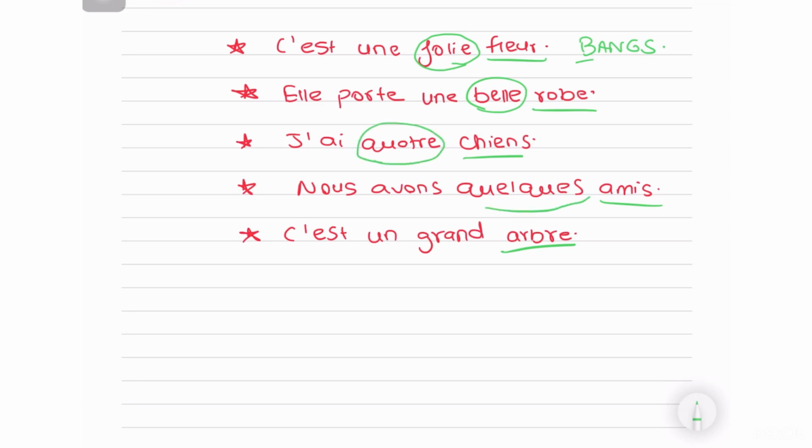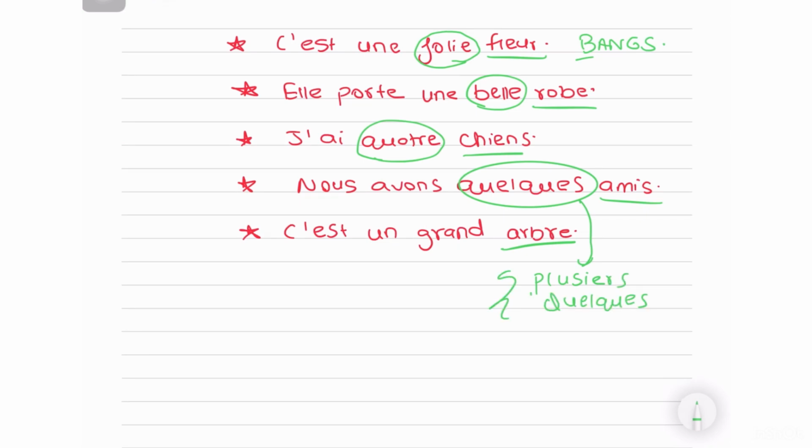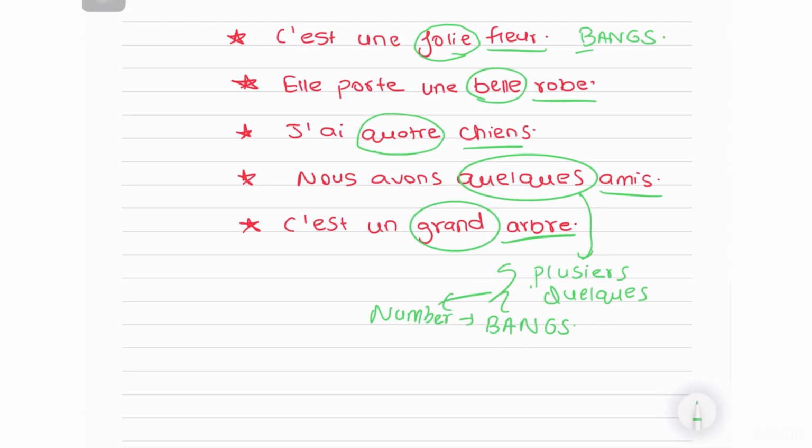Then quelque, again, quelque is talking about some. This is also related to number. So words like plusieurs, that is some, or again quelque, which is some, both are talking about your number. So these are also adjectives that are part of BANGS and therefore come before whatever you're describing. Finally, you have grand, again size, that is BANGS.